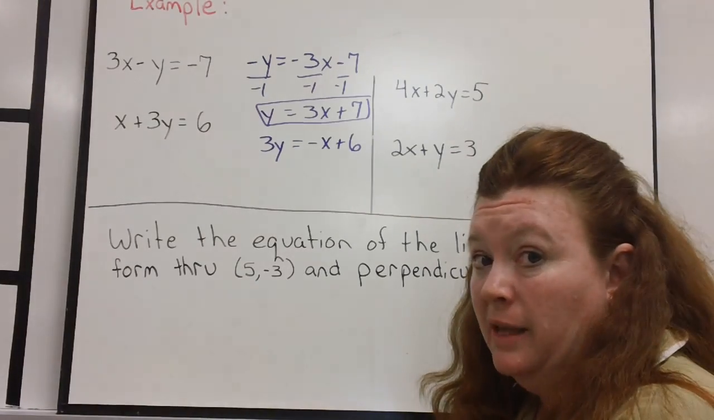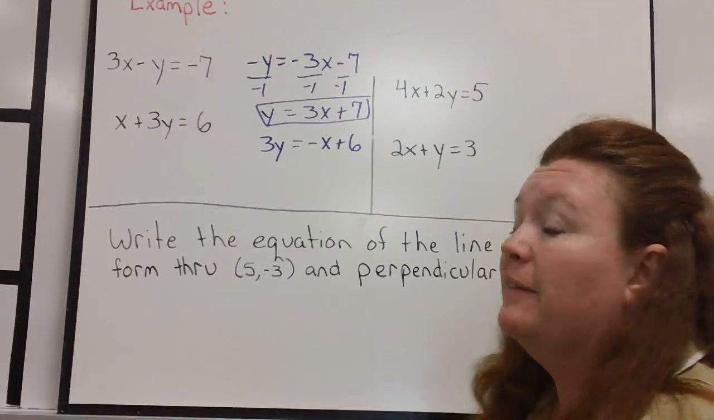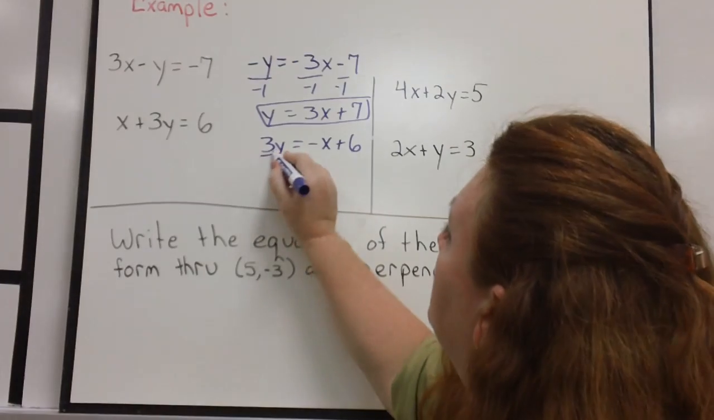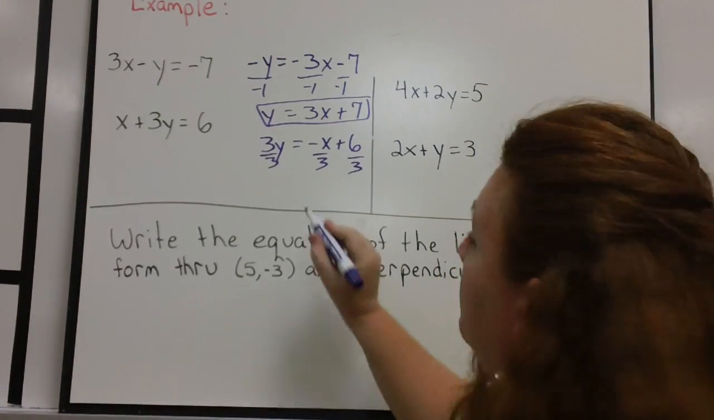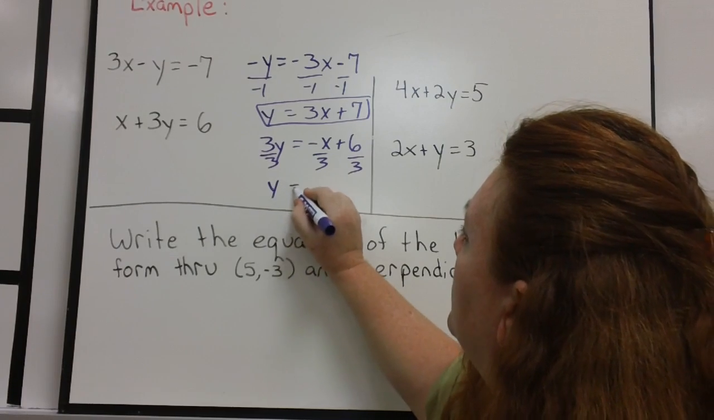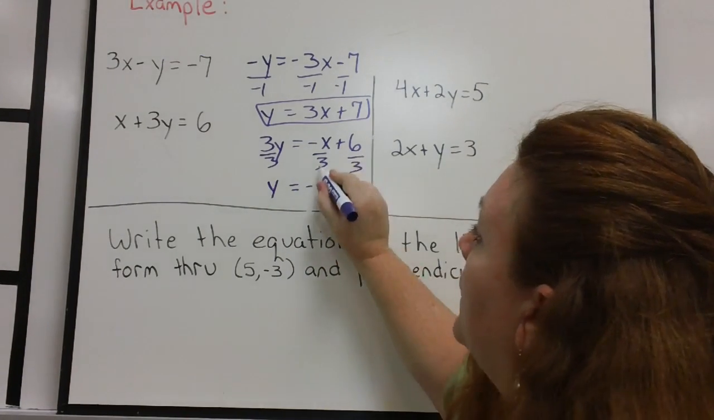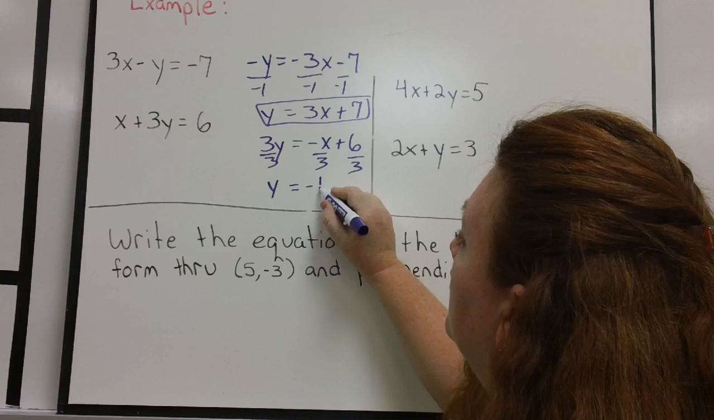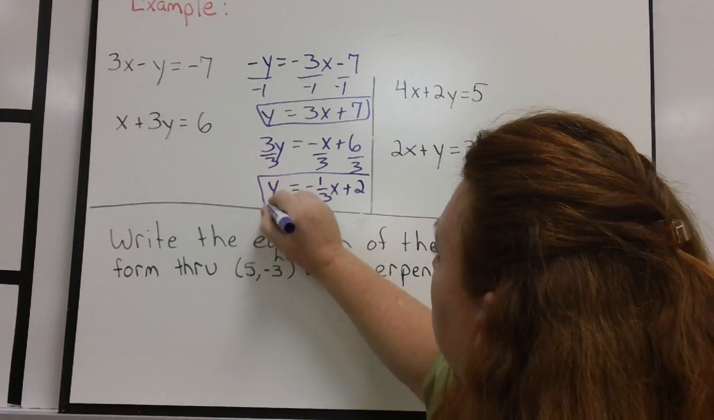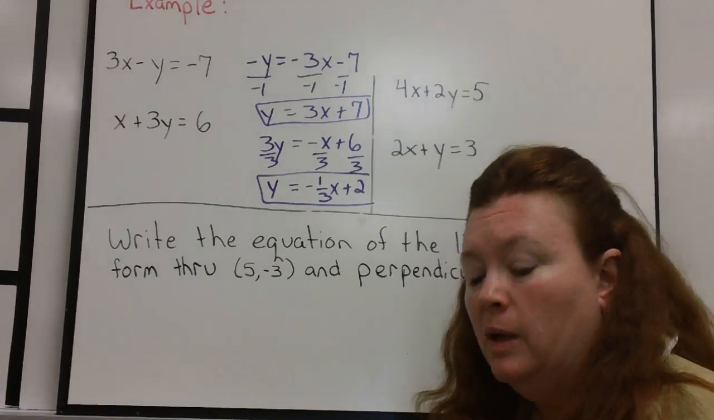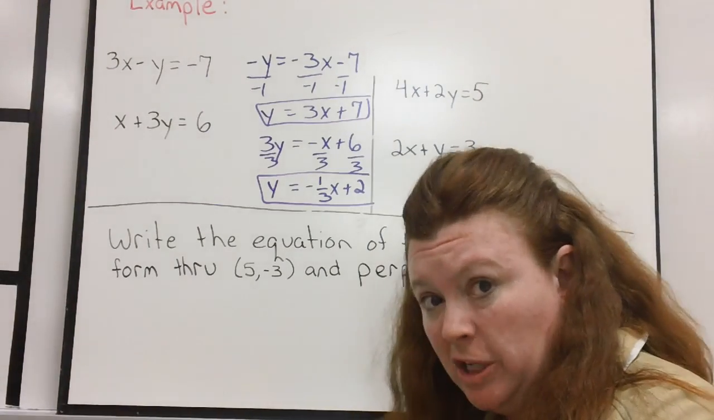Now, to solve for y, I want y equals, I have to divide everything by 3. And what do I have? Y equals negative, that can be written as a 1/3, plus 2. Now, I have not answered the question yet.